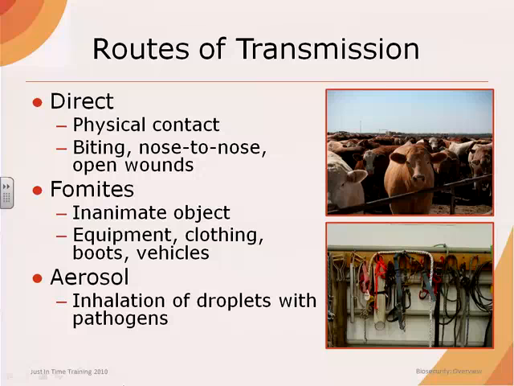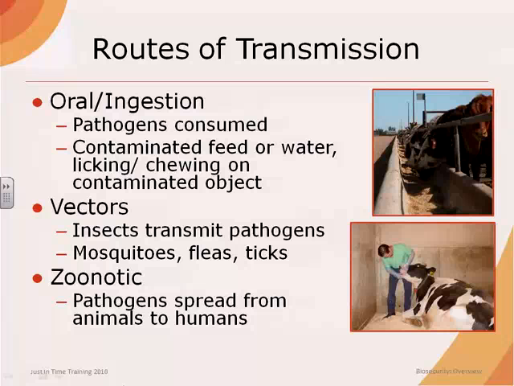Aerosol transmission involves the inhalation of droplets containing pathogens by a susceptible animal. Oral transfer occurs when a susceptible animal consumes pathogenic agents either by contaminated food or water or by licking or chewing on contaminated environmental objects. Fecal-oral transmission of diseases is a common means of infection.